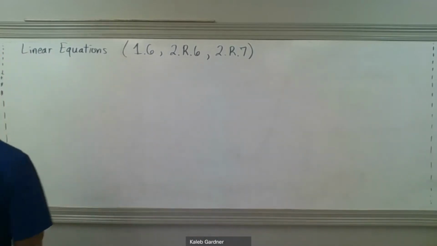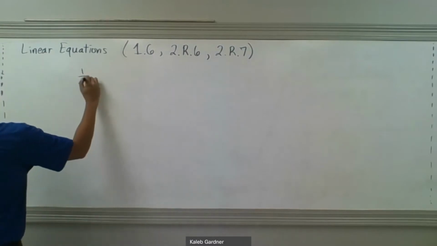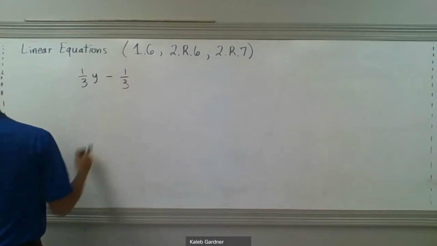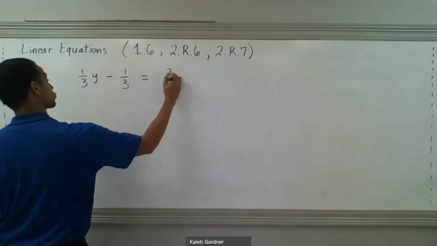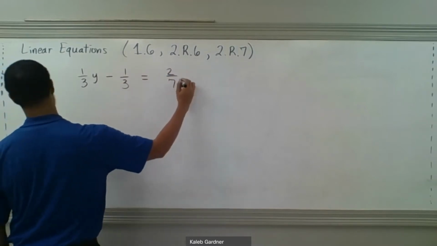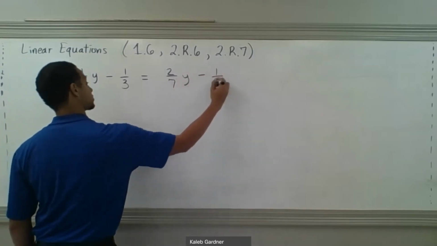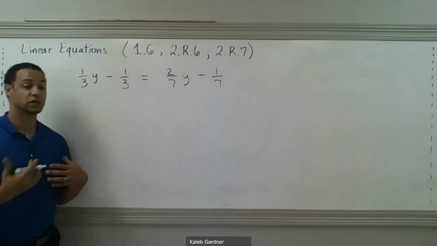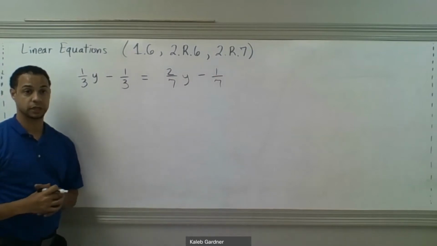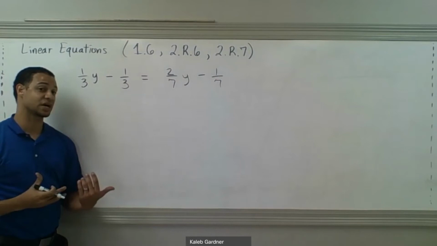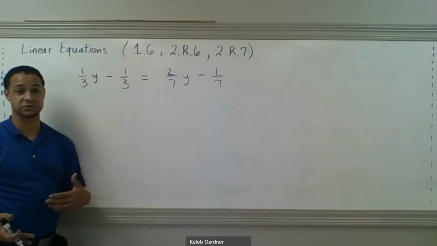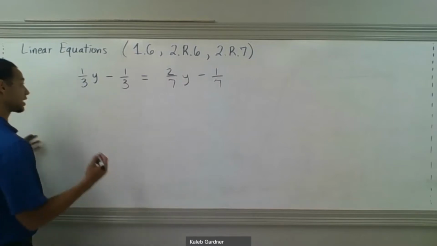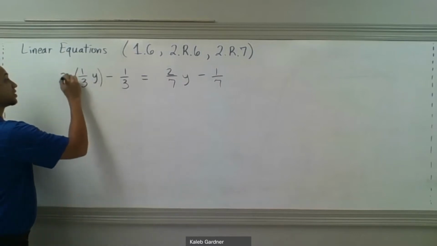All right, so here we go. 1/3 times y minus 1/3 equals 2/7 times y minus 1/7. All right, yuck. That's how I see it. I see 3's as denominators and 7's. So 3 times 7 is 21. That's our common denominator. Just like last time, I'm going to multiply each thing.